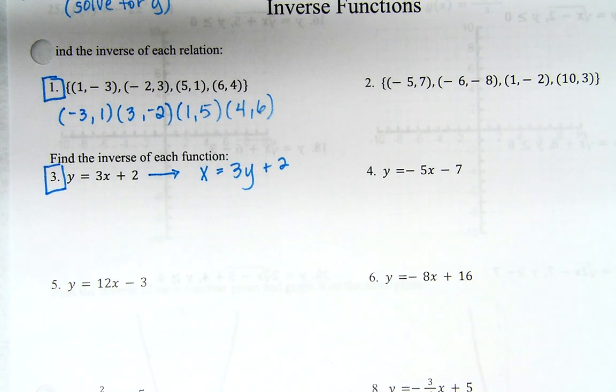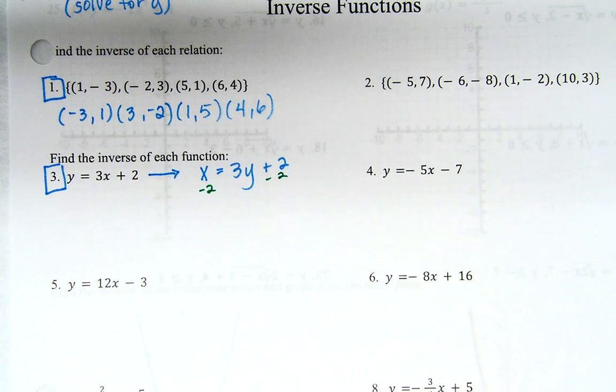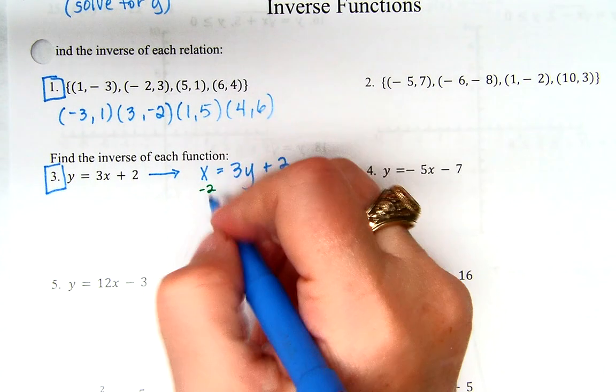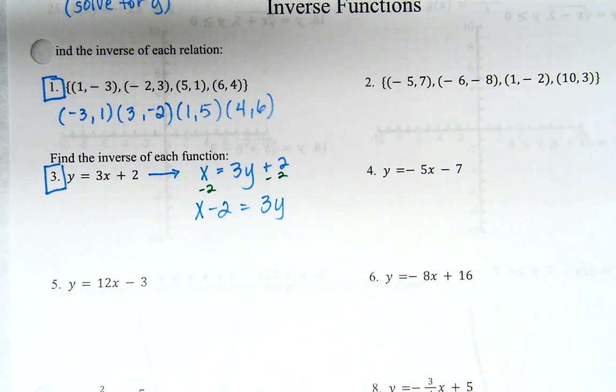What do you think I do first? I should definitely move something over. What should I move over first? The 2. I think that's a great idea. So if I subtract 2 from both sides, then what happens? Yeah, x minus 2. X minus 2 equals 3y.